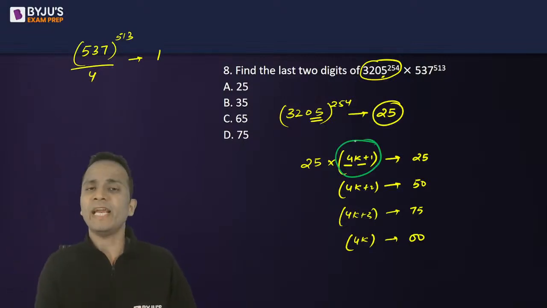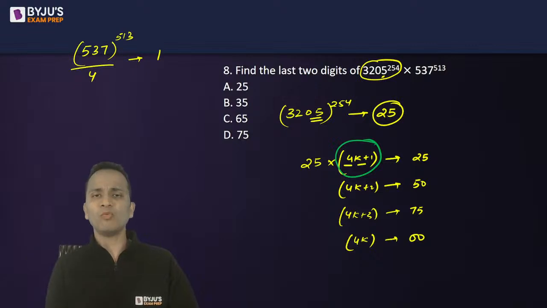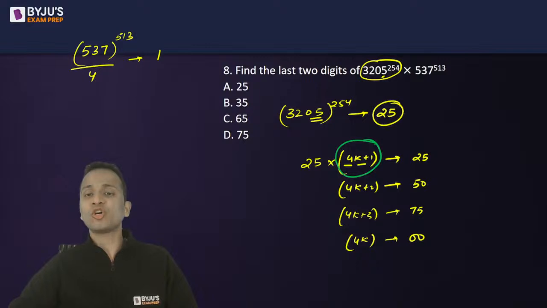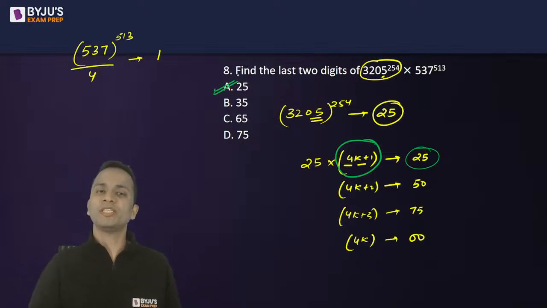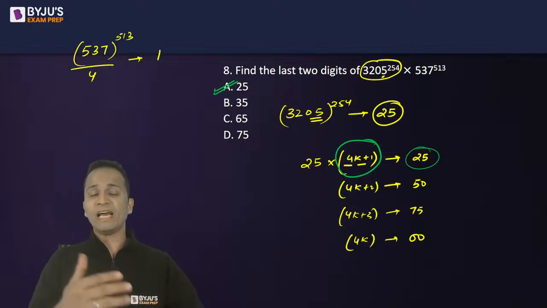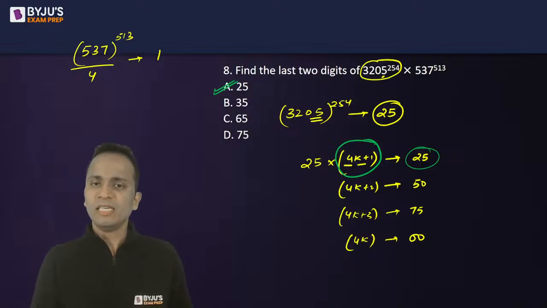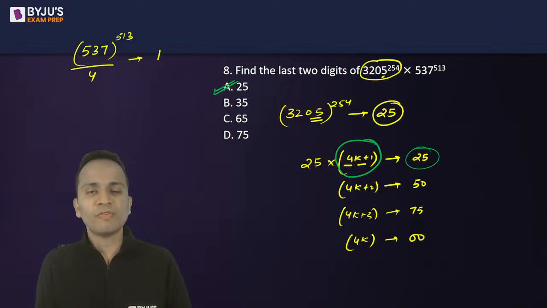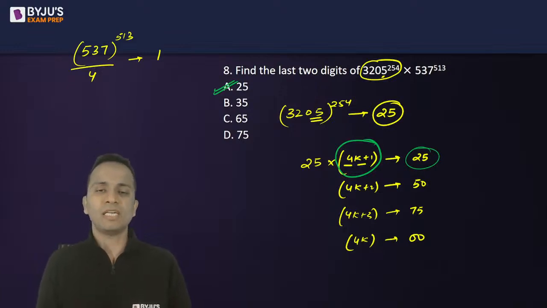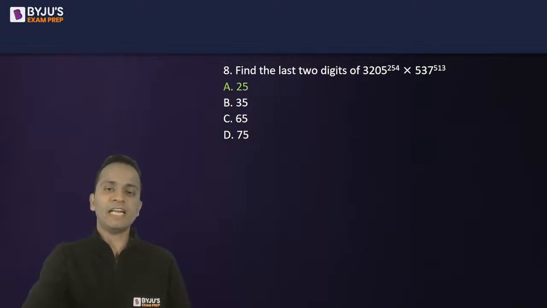So any number which is ending with 25, when multiplied with a number which is of the form 4k plus 1, the last two digits of the product will always be 25. Okay. So the correct answer here is option A. You can implement this at any place where they're asking you to find the last two digits when a number is multiplied by 25. So the answer here is 25. That is option A. Let's move on.